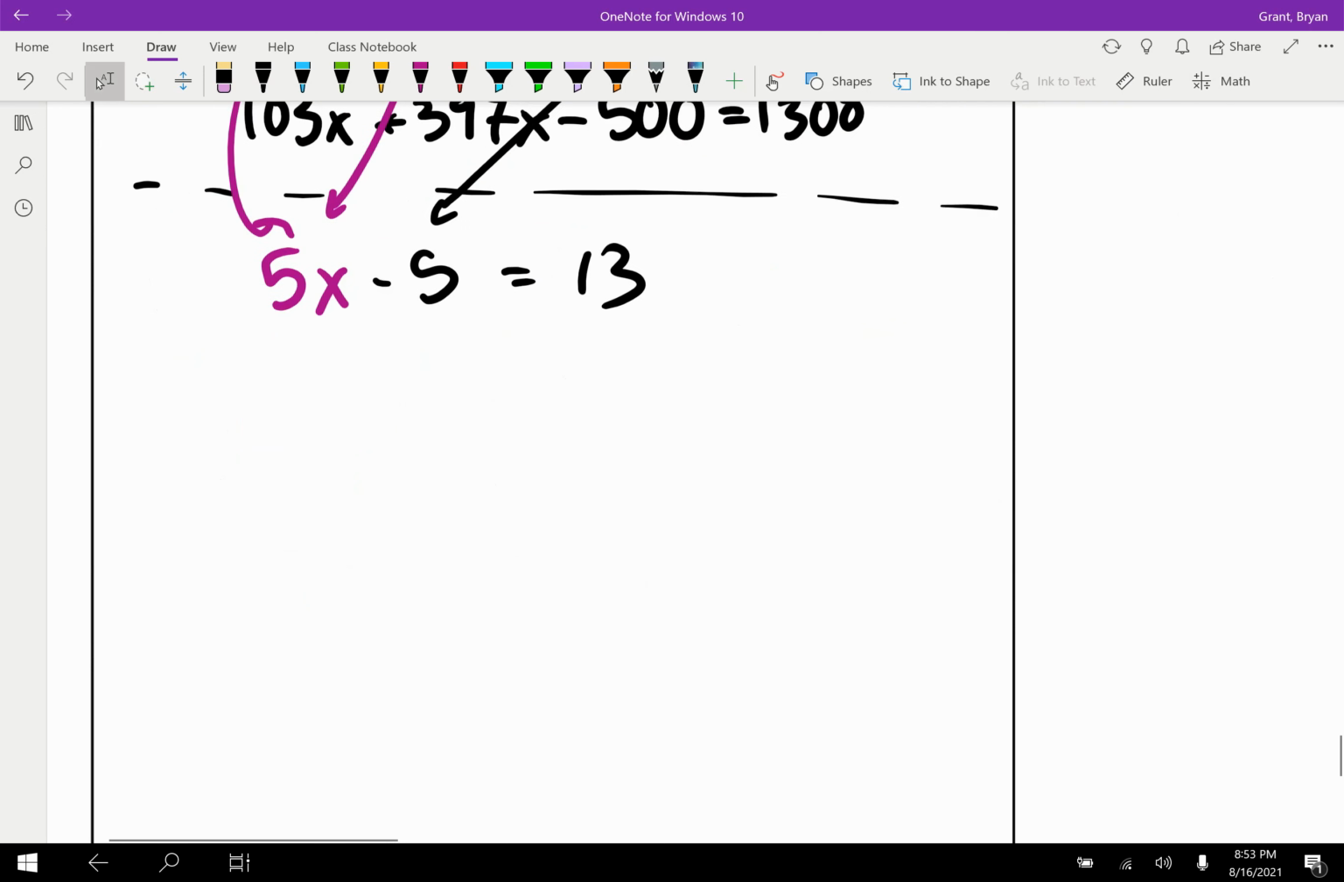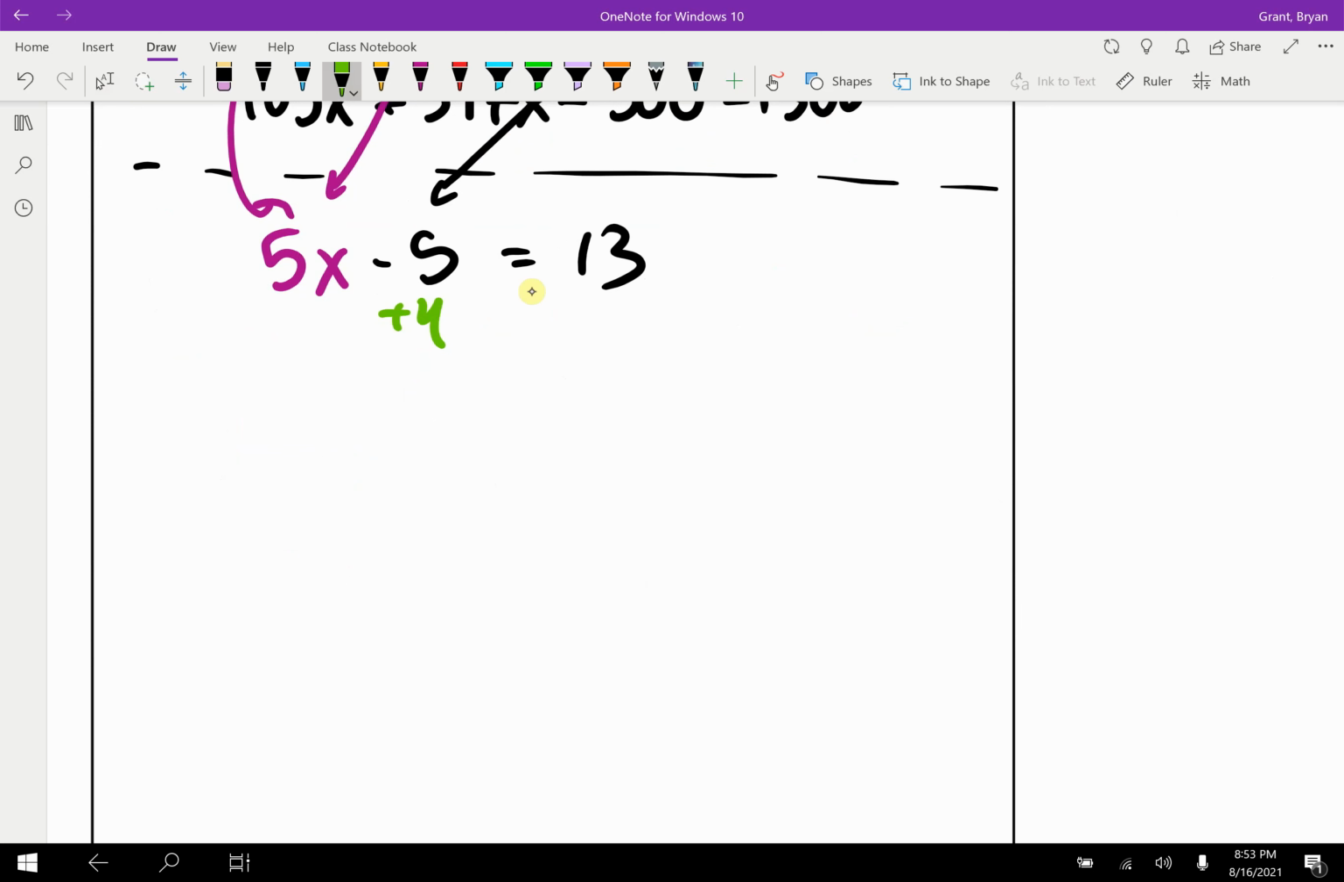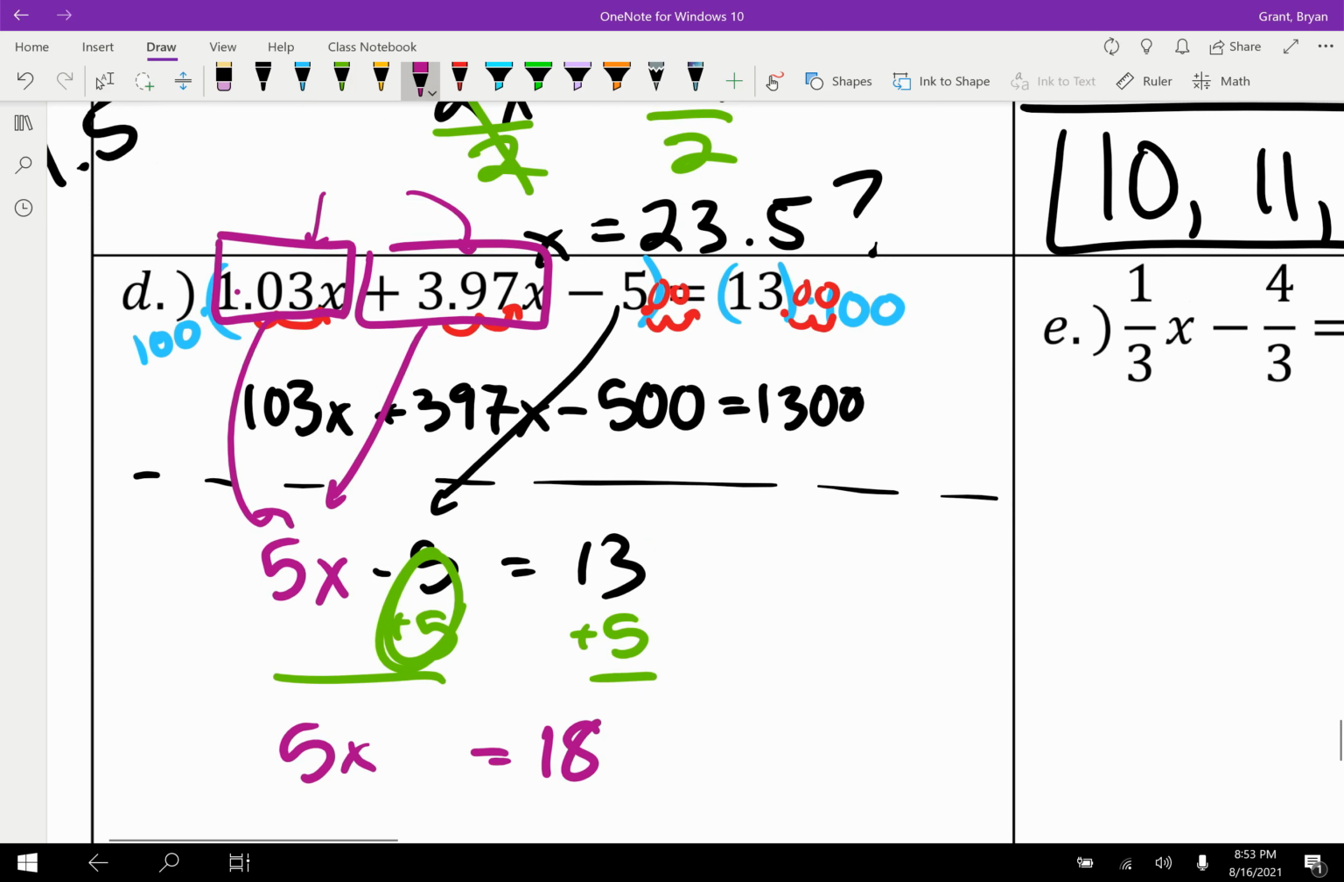Let's finish off the problem. Add 4 to each side. By 4, I meant 5, but I decided 4 was the right thing to do. Add 5 to each side. 5x equals 18. And then, of course, divide by 5.